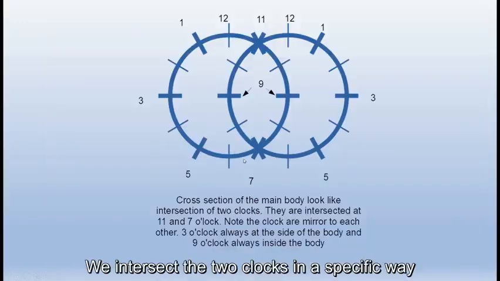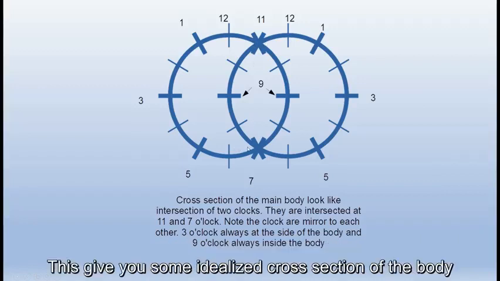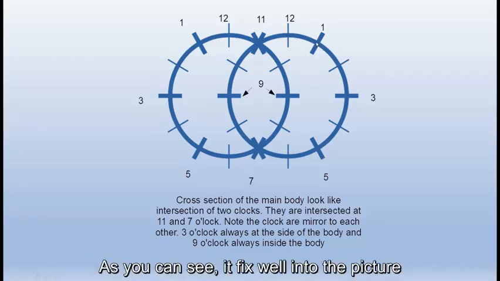Now, we intersect the two clocks in a specific way. As you can see, the intersection is at 11 o'clock at top and 7 o'clock at the bottom. This gives you some idealized cross-section of the body. Now, we superimpose it onto the thorax cross-section. As you can see, it fits well into the picture.